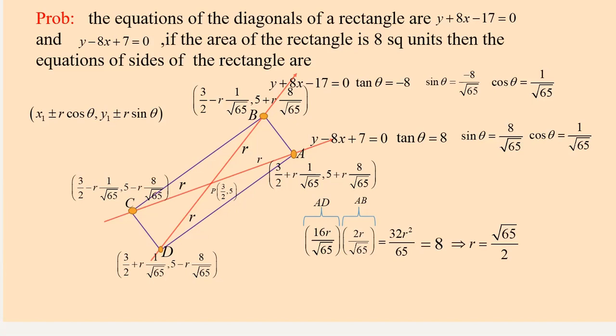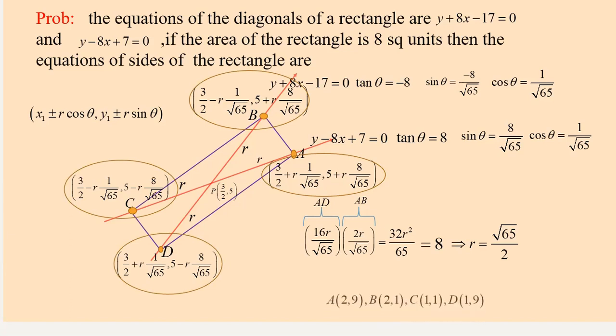This r value, you substitute in the vertices, vertex A, vertex B, vertex C, vertex D. You substitute this r value, then you will get those points as A is (2,9), B is (2,1), C is (1,1), and D is (1,9). You got the 4 vertices of the rectangle.